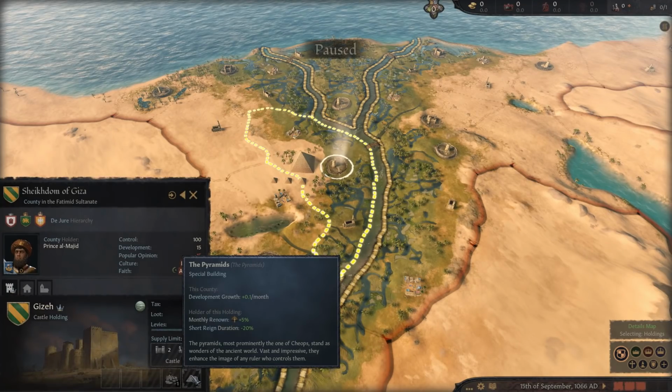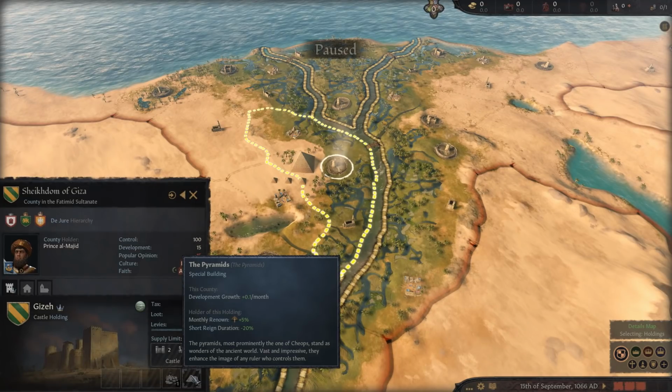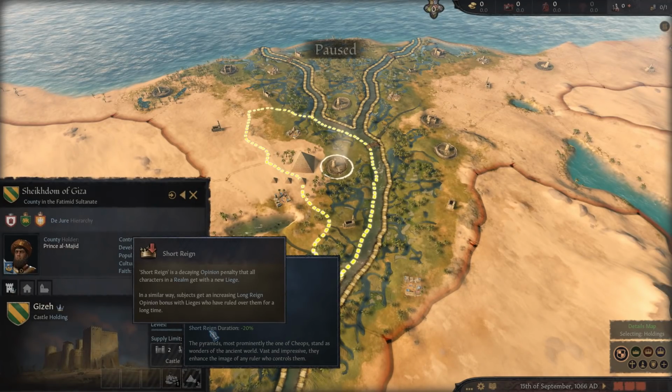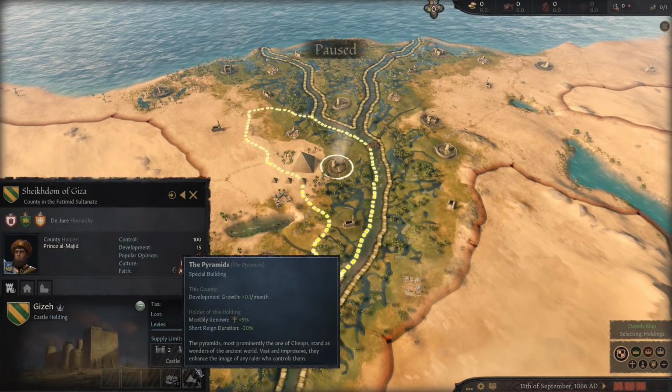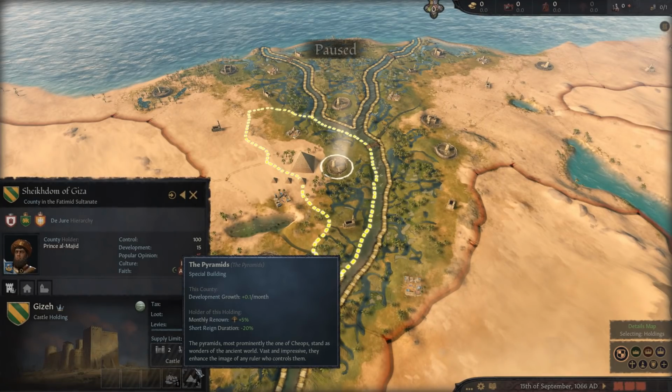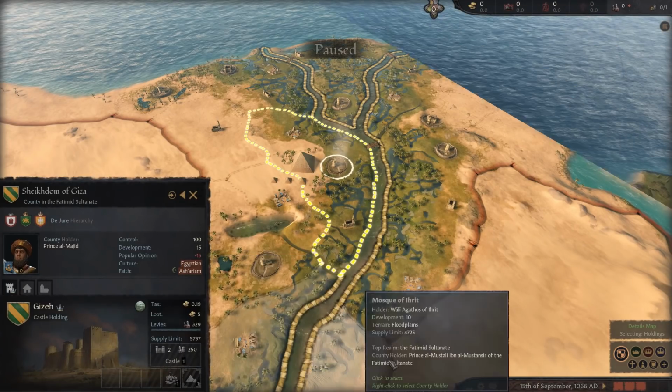For the realm, it gives monthly renown of +5% and short reign duration of -20%. Short reign is a decaying opinion penalty that all characters in a realm get with a new liege. So it's kind of important every time you change leaders. So again, always constructed and always enabled.